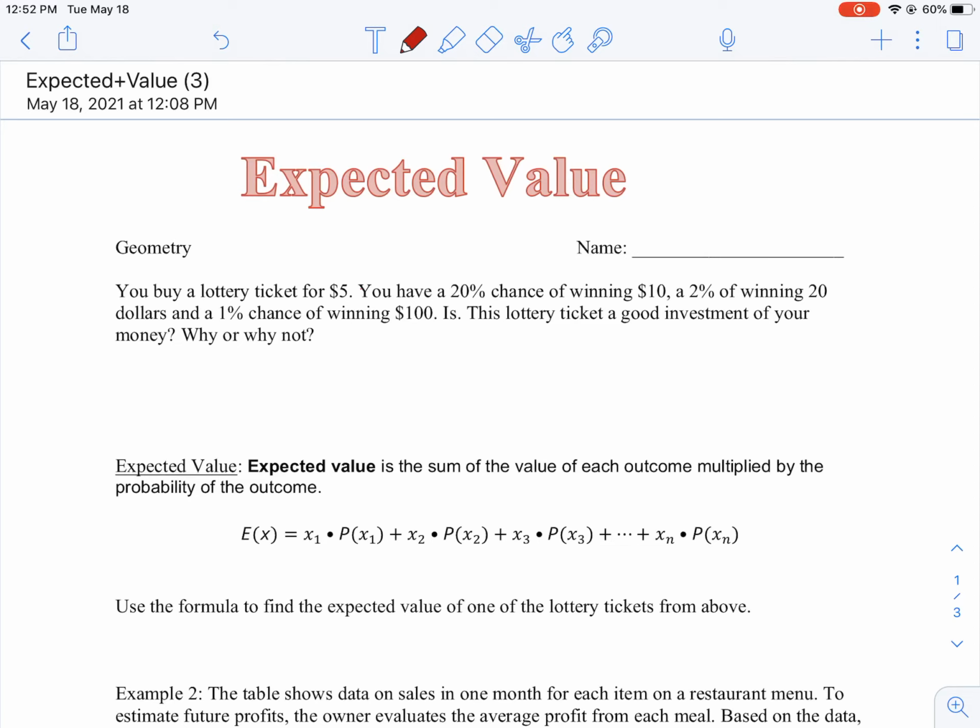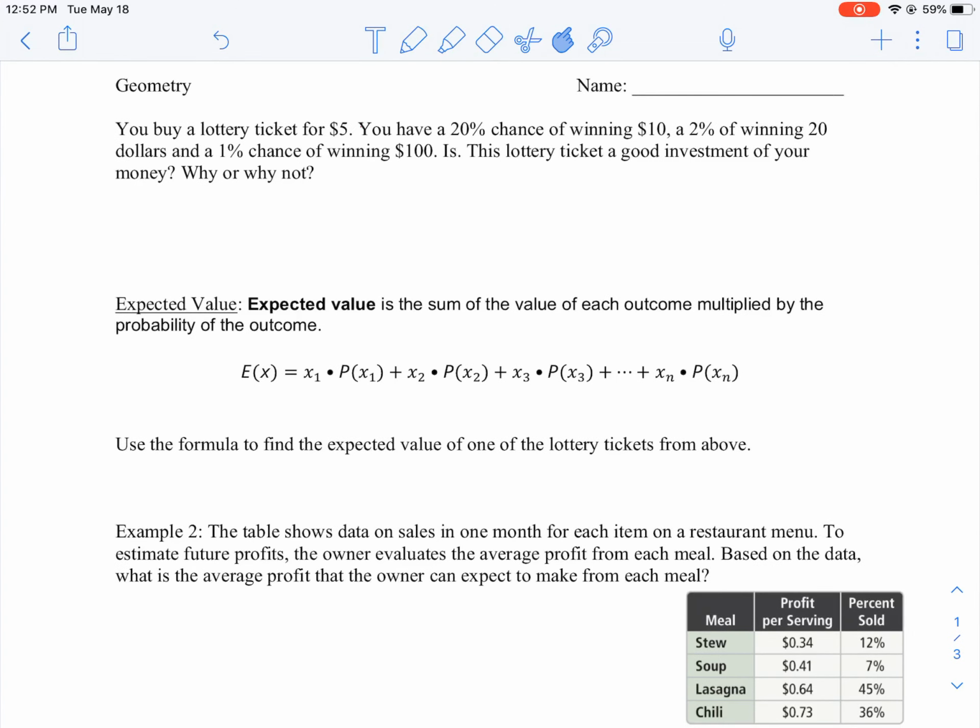This is probably my favorite day in all of probability, and that's learning about expected value. This is hopefully a day where you could see the usefulness of it. This is really where you start to get into decision making and how to make decisions that are beneficial to you, okay? So we're gonna look at this lottery ticket as an example, okay?